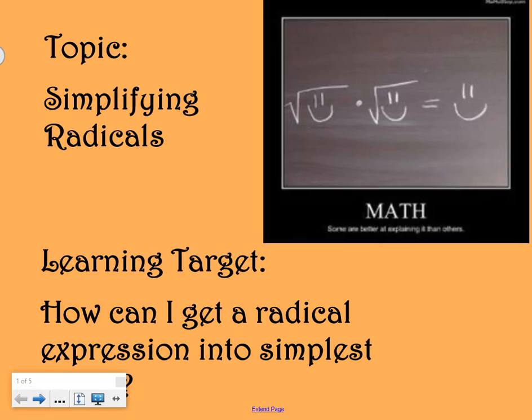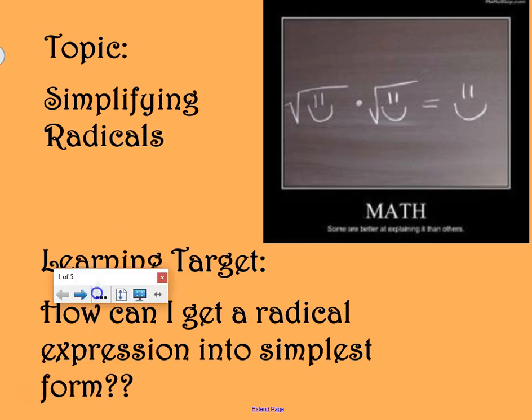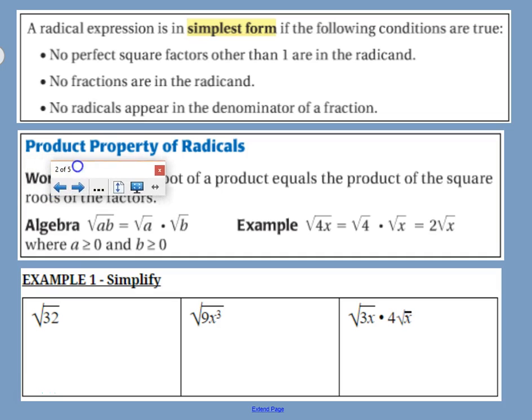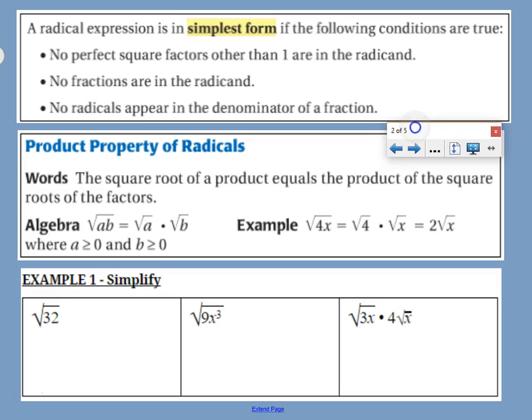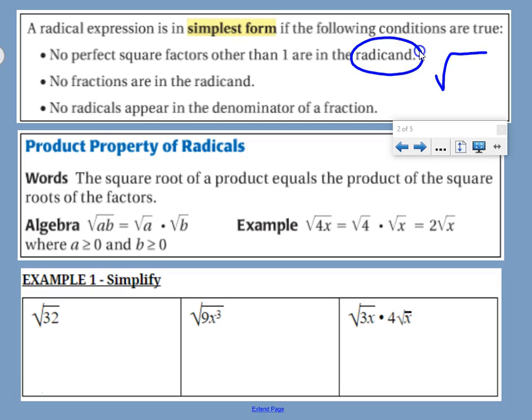Today our topic is simplifying radicals. So our learning target is how can I get radical expressions into simplest form. A radical expression is in simplest form if the following conditions are true. No perfect square factors other than 1 are in the radicand. Remember, radicand is the number underneath the radical. So here, square root 10, 10 would be the radicand.